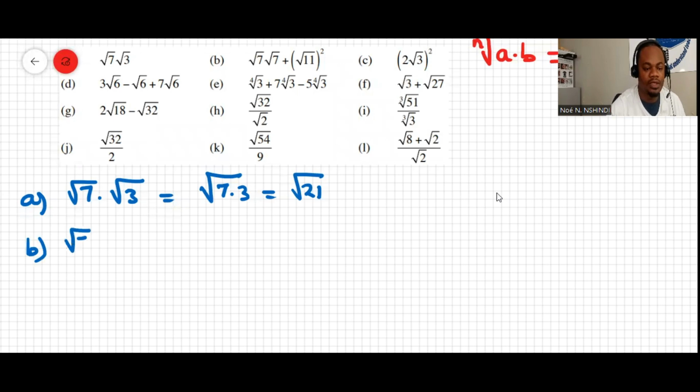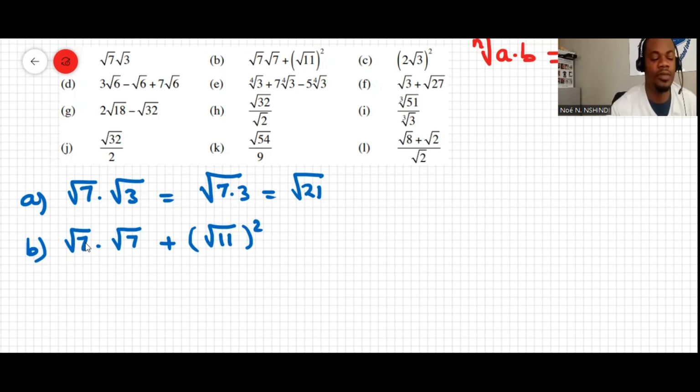says the square root of 7 multiplied by square root of 7 plus square root of 11 raised to the power of 2. Note that square root of 7 multiplied by square root of 7 can cancel, because it makes 7 times 7, which is 49, and square root of 49 is 7. This cancels the radical signs. So this is equal to 7 plus, and then the square root and the power of 2 will also cancel the radical sign there, and that makes 7 plus 11, which is equal to 18.